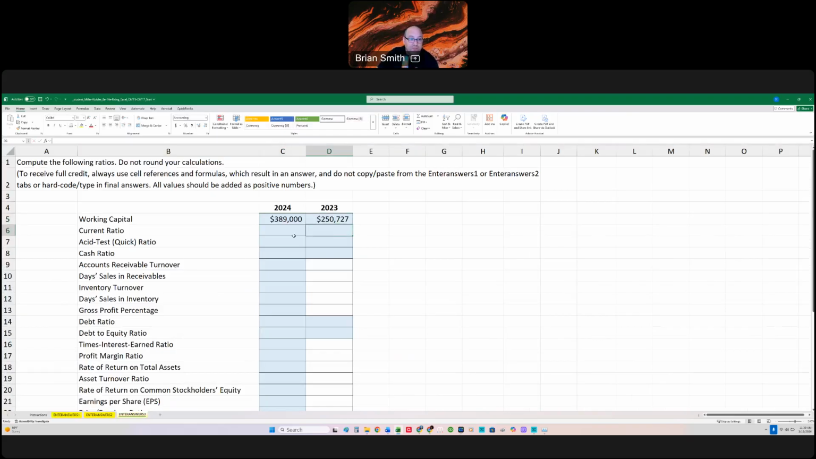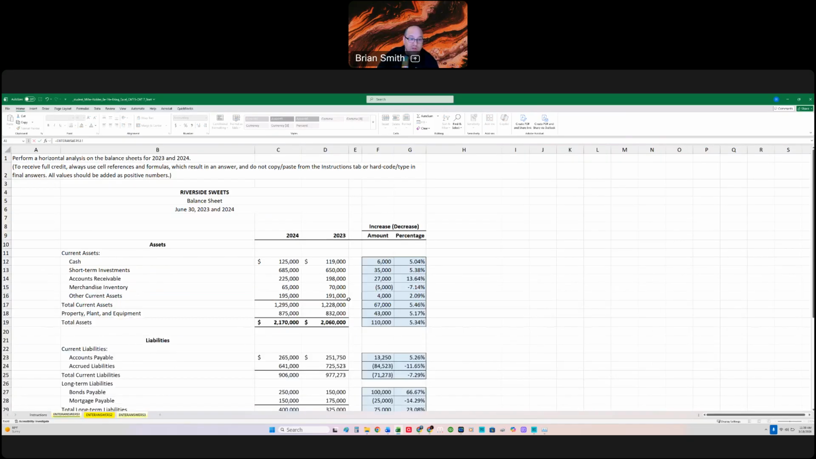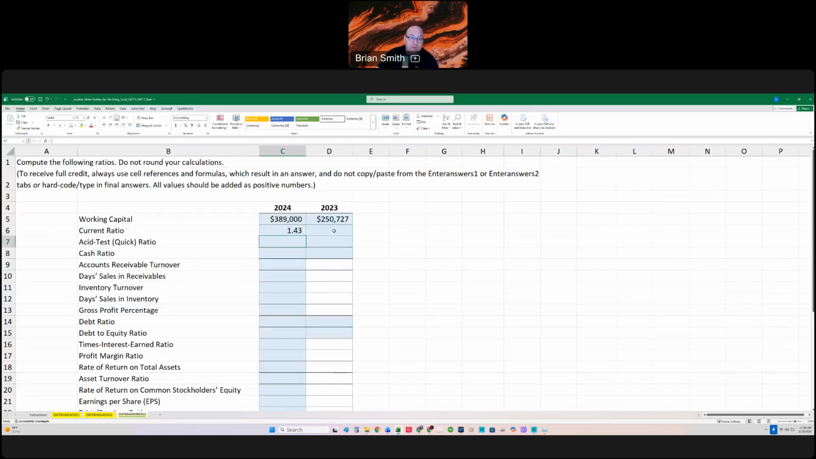That's better. Okay, current ratio is our current assets divided by our current liabilities. So we're going to jump back to enter answers one. We're going to take our current assets divided by our current liabilities and do the same thing for 2023.